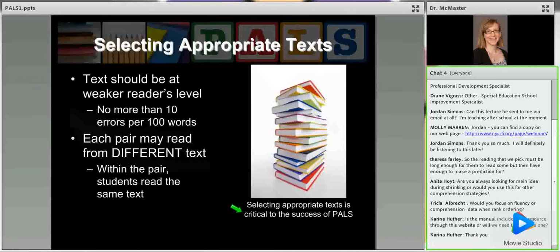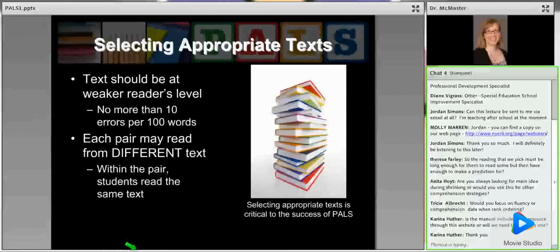And now, selecting appropriate text is one of the most critical components to PALS. So it really requires some thought, because if the text, especially if it's too difficult, it's not going to lend to success with the students' reading. So you want to choose texts that are at the weaker reader's level, generally. And a good rule of thumb is no more than 10 errors per 100 words, or 1 error per 10 words. That's a pretty good indicator that a text is right at their instructional level. They're making some mistakes, but not so many that it'll be frustrating to read.